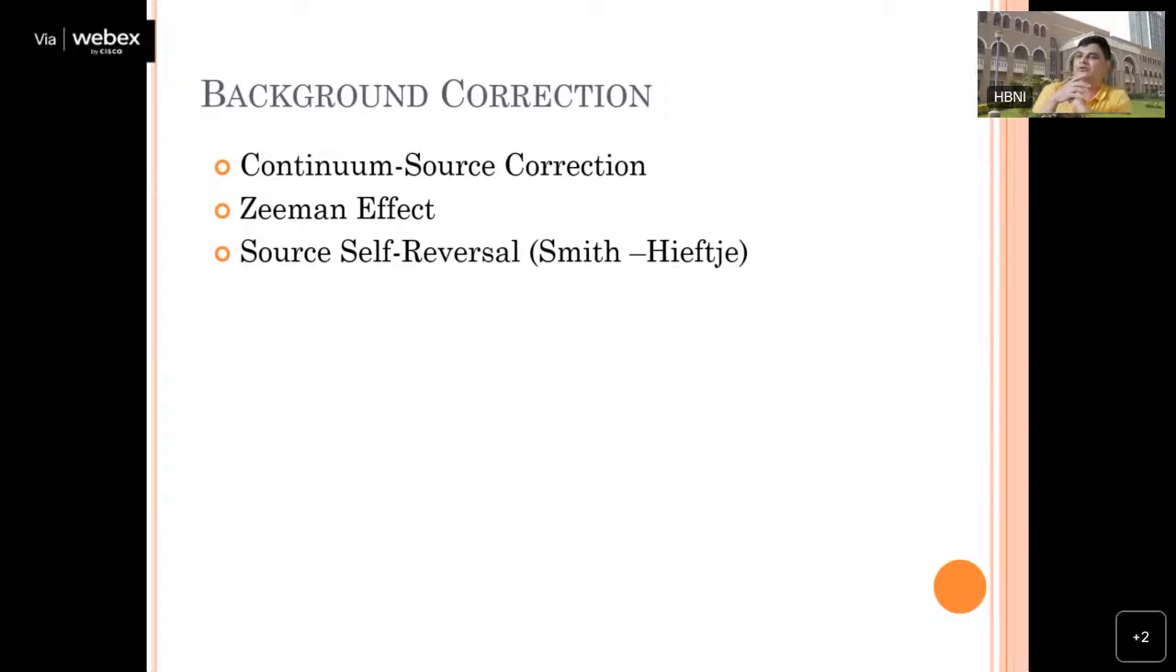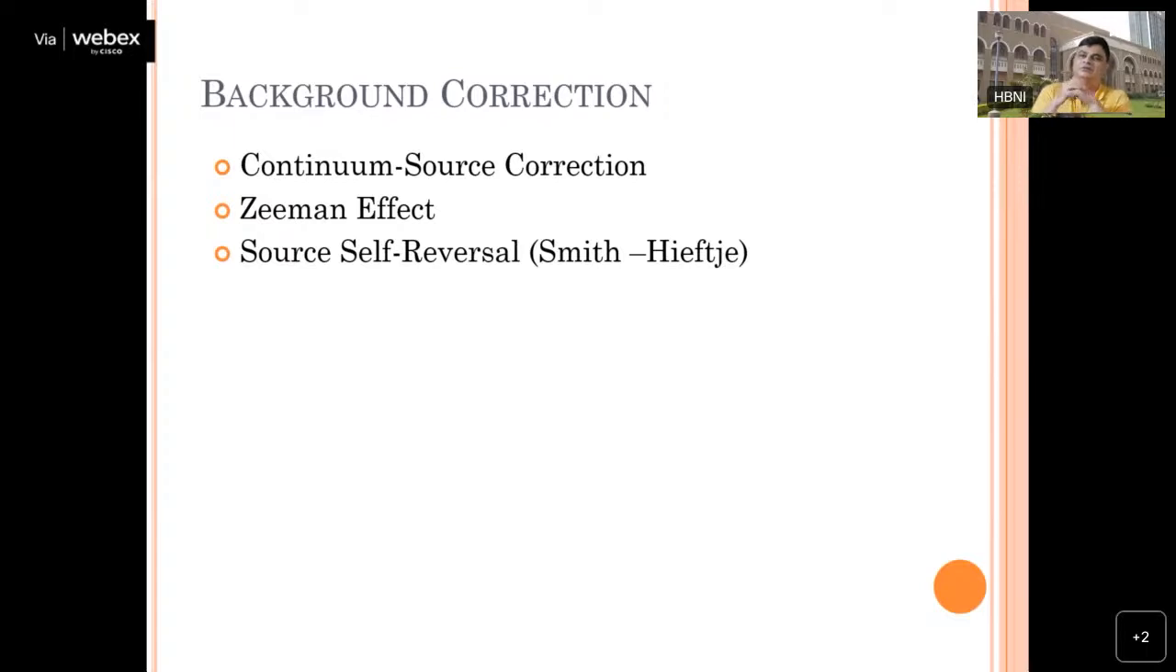See, if you are not getting a proper calibration curve, what does it mean? If you are not getting an R-square value of the order of 0.99 or better, then it means that there is a certain kind of background, and the system needs background corrections. So what are those background corrections? Either the continuum corrections, then second one is the Zeeman effect, and then third one is the source self-reversal, the Smith-Hieftje corrections.